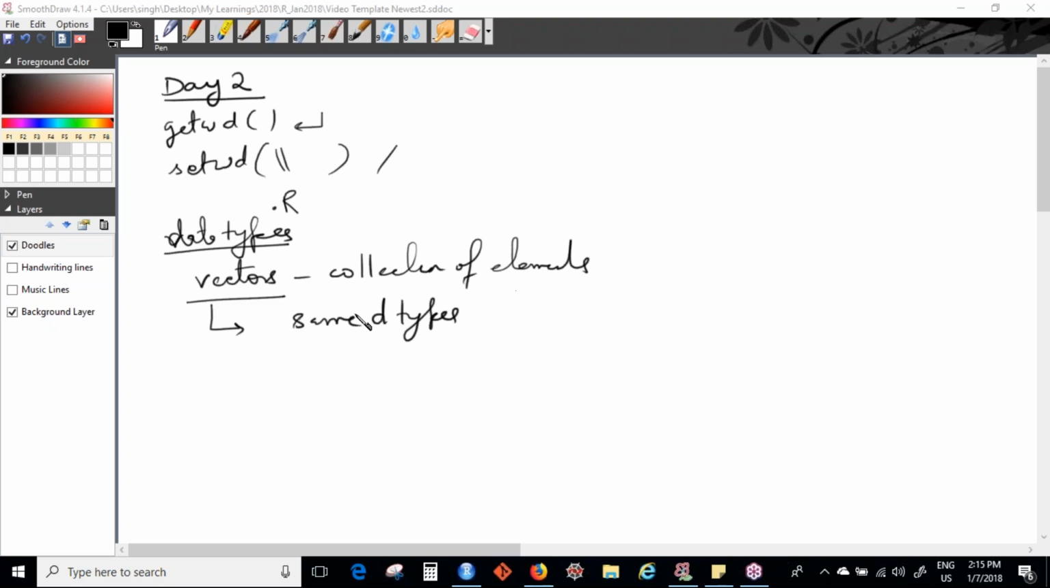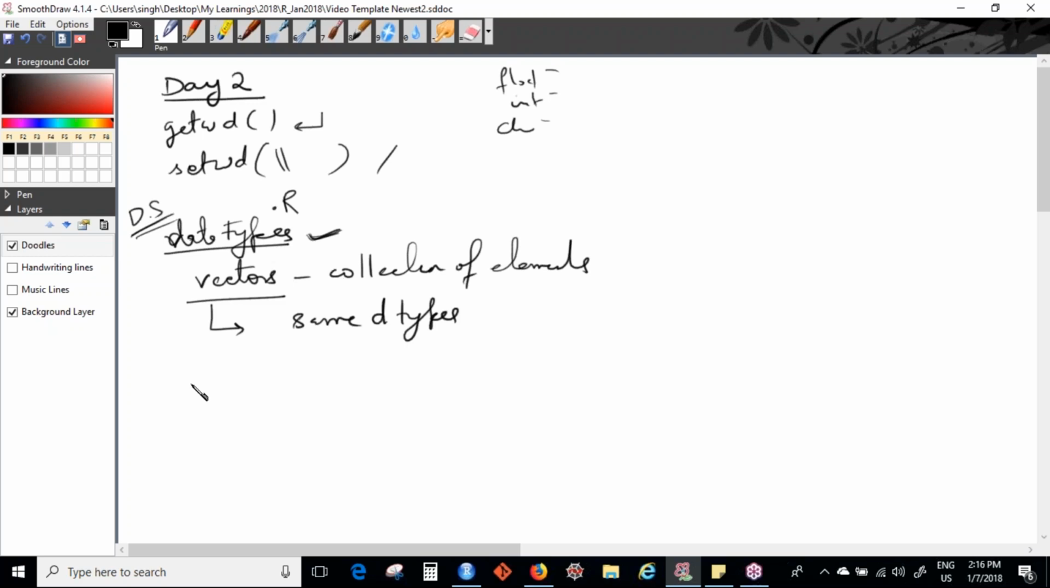Abhishek is asking data type or data structure. You can say they are data structures. So data types are basically floats, integers, character. These are called data types. These are data structures. Okay, my bad. These are data structures. Or very vaguely they are also referred to as data types, but I think that is wrong. Okay, so that is vectors.